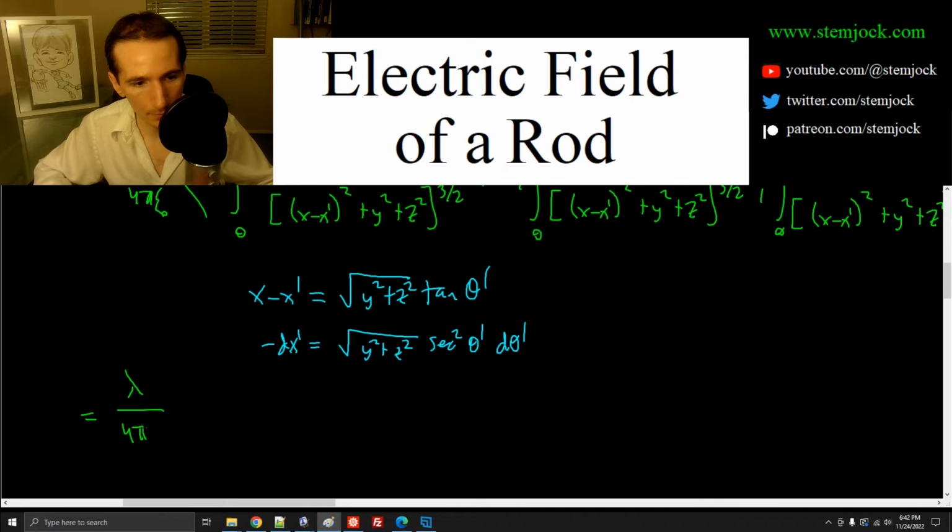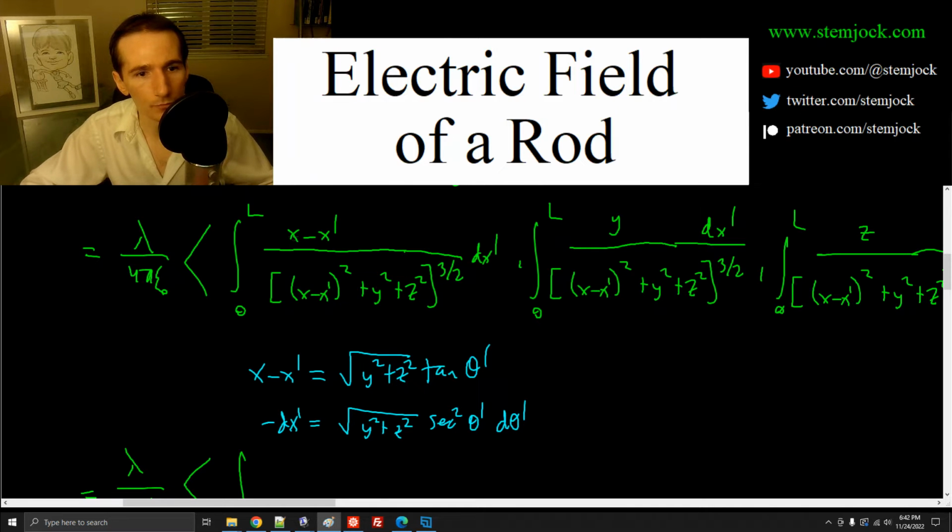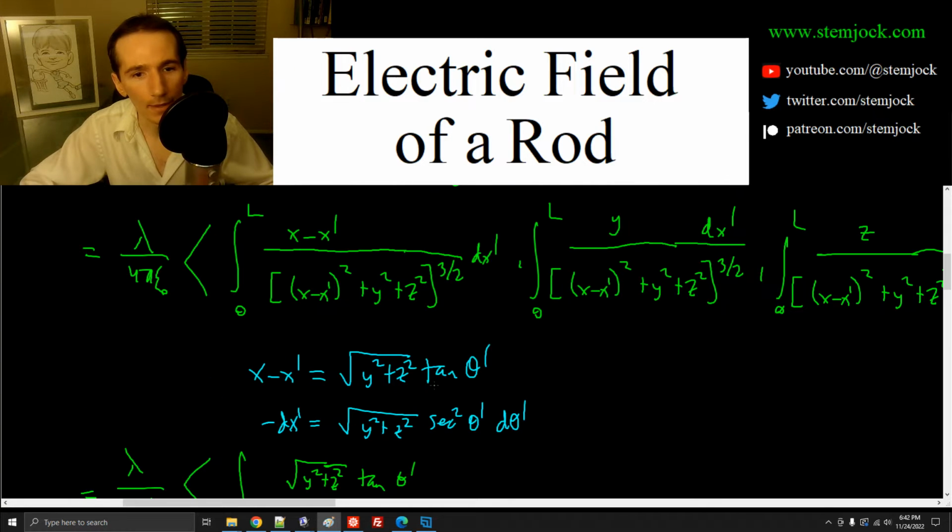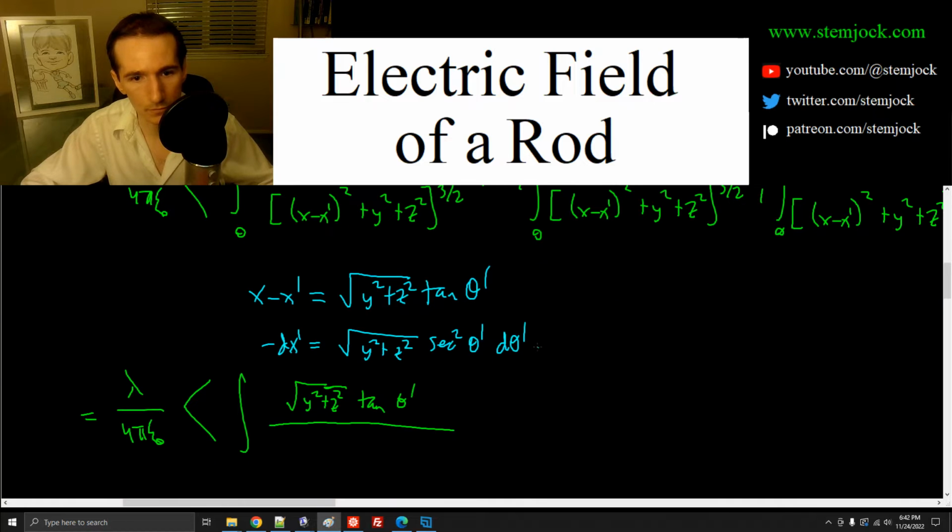Lambda over 4 pi epsilon 0, integral. So x minus x prime, that's going to be all of this here. In the numerator, I'm going to have square root y squared plus z squared times tan theta prime. And I have a dx prime as well, so it's going to be the negative of this: times negative square root y squared plus z squared, secant squared theta prime, d theta prime.